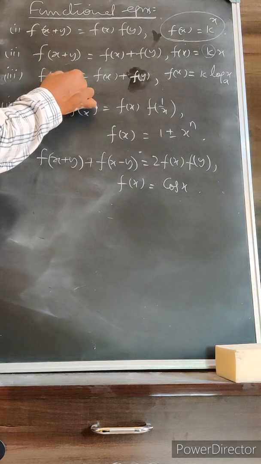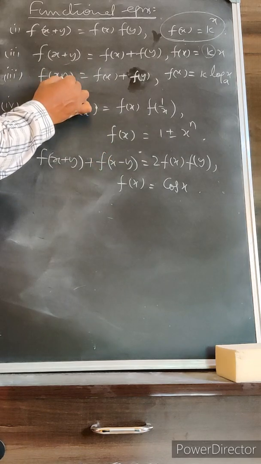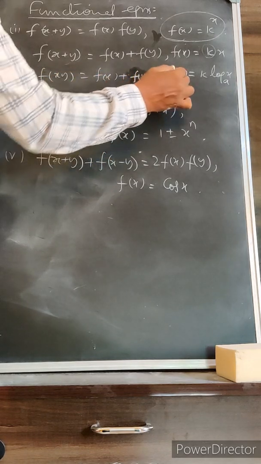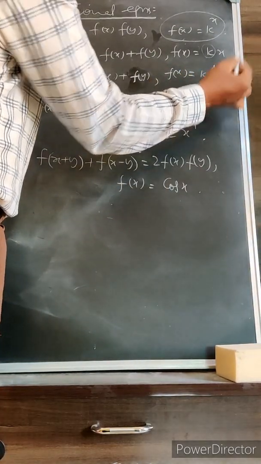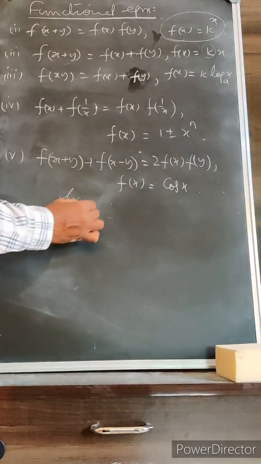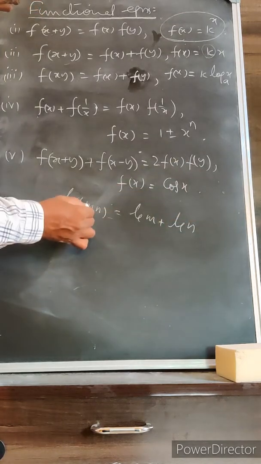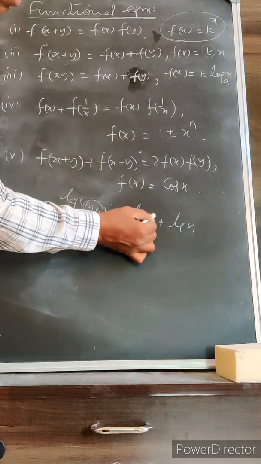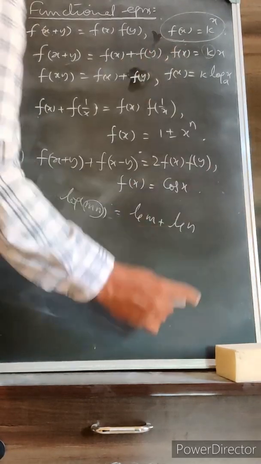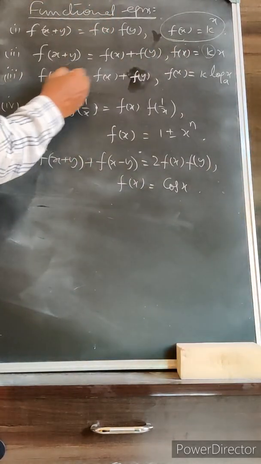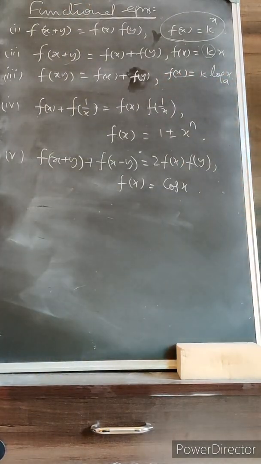Then if f of xy is equal to f of x plus f of y, that is, f of the product of x and y is f of x plus f of y, then f of x will be of the form k times log x base a. You know, log of mn is equal to log m plus log n. So mn like xy, log m plus log n, f of x plus f of y. This type it will come here. So whenever f of xy is equal to f of x plus f of y, you can take the function as k times log x base a.